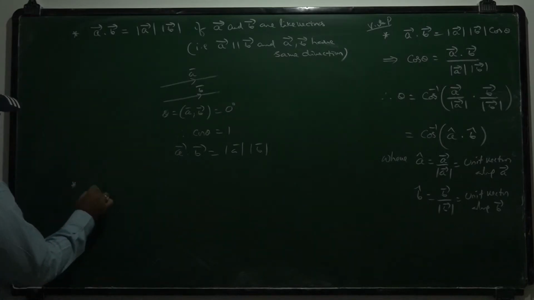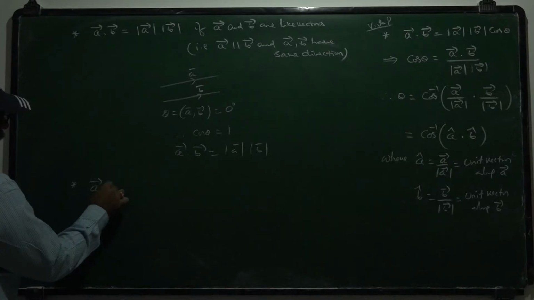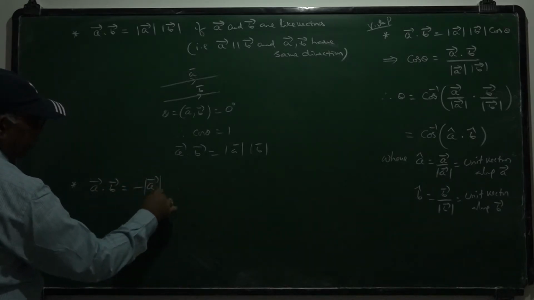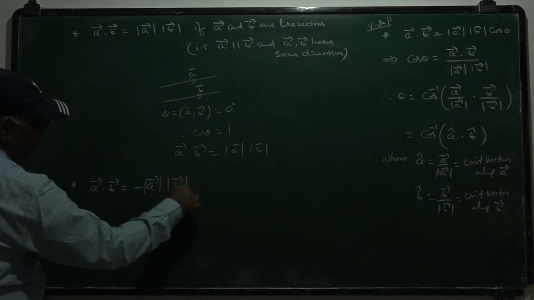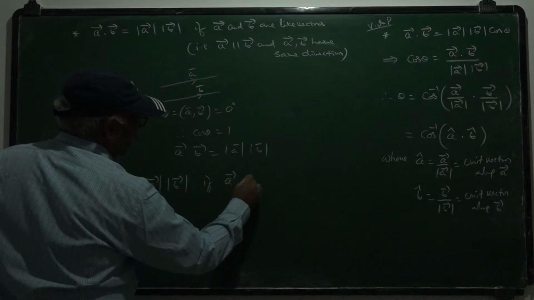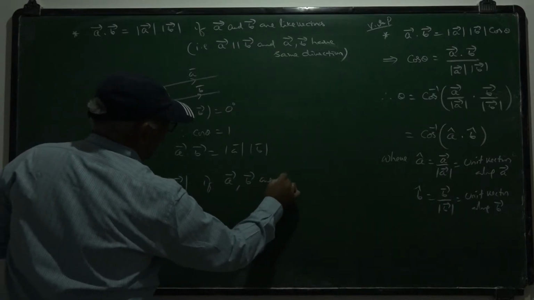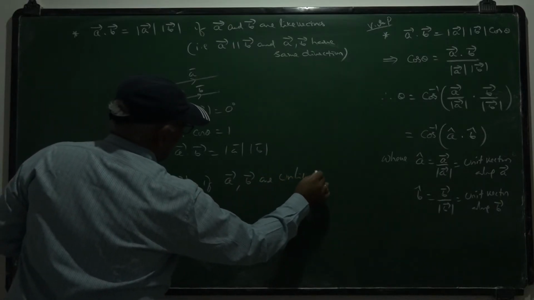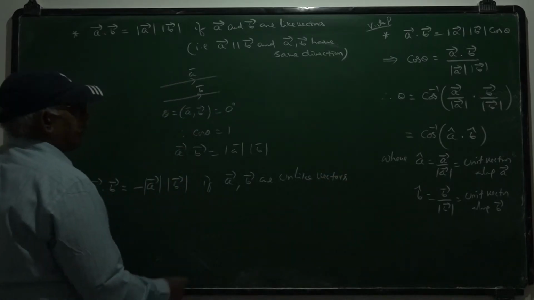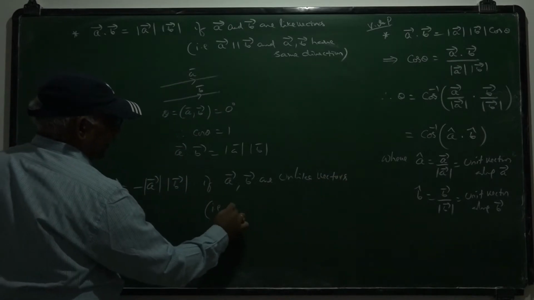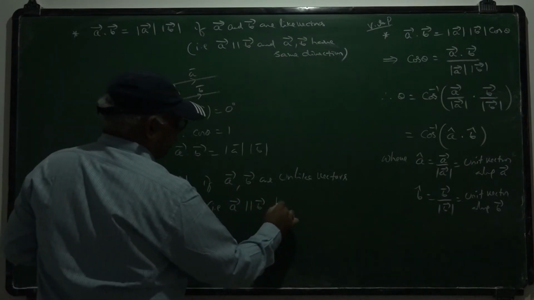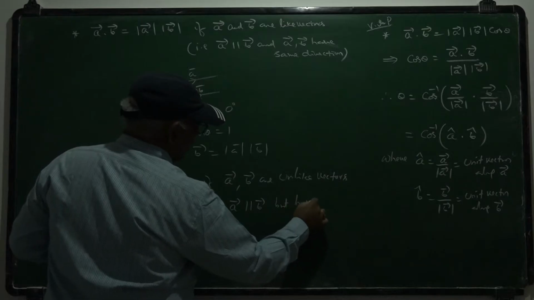Similarly, A bar dot B bar is minus modulus of A bar, modulus of B bar, if A bar, B bar are unlike vectors. Unlike vectors means A bar is parallel to B bar but having opposite direction.